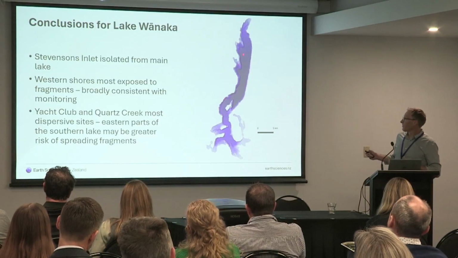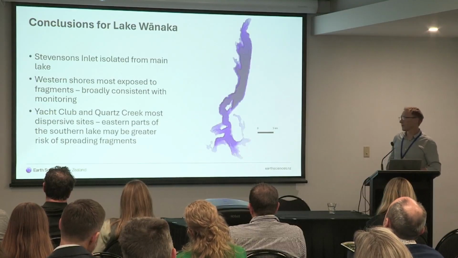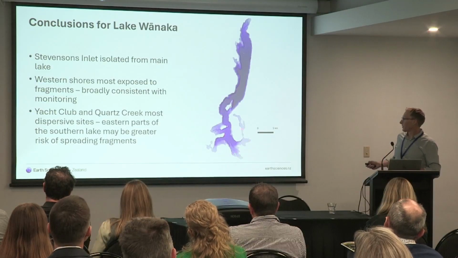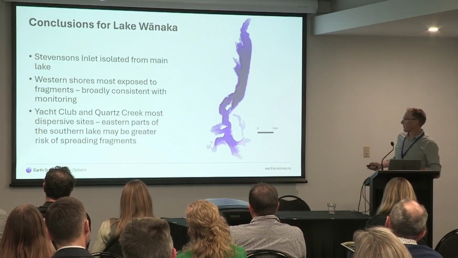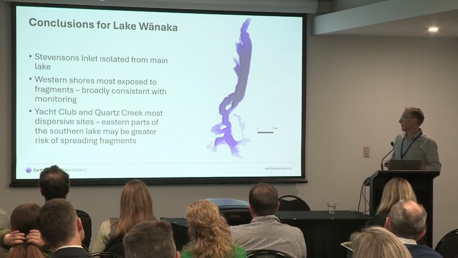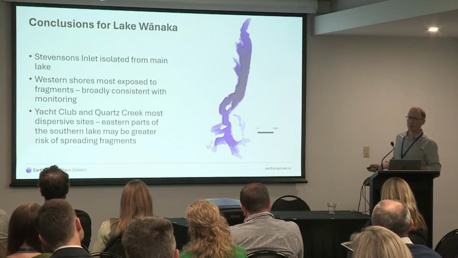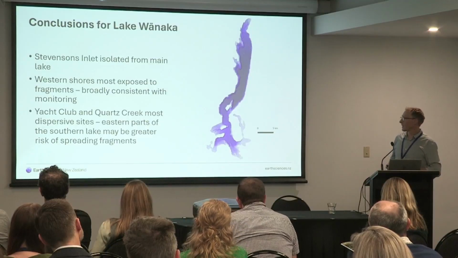The western shores are the most exposed to fragments released from this part of the lake, which is consistent with what the modelling shows. And of the 6 locations we chose, the Yacht Club and Quartz Creek were the most dispersive sites, the ones that release the particles that travel the furthest. And those are the regions that may be, I guess, the greatest risk of being a source for the rest of the lake.